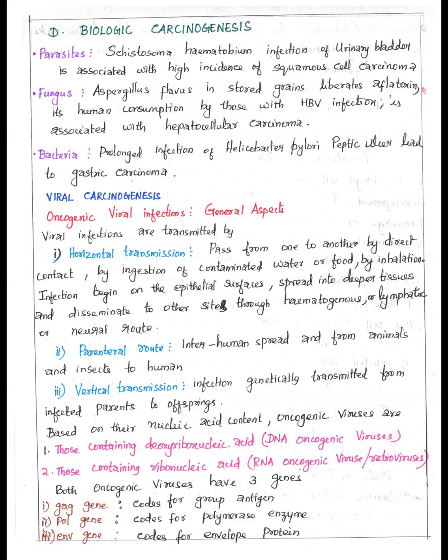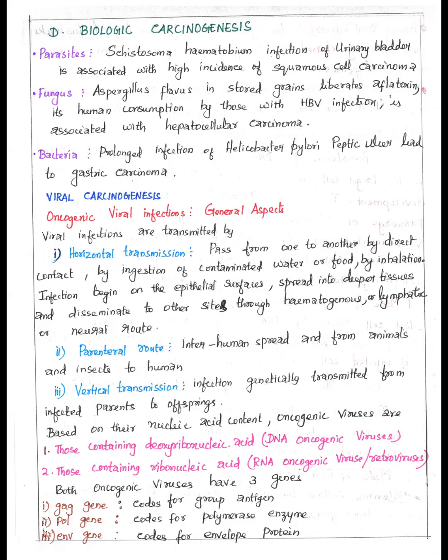Let's look in detail at how viral carcinogenesis occurs. Viral infections are transmitted in three ways. First is horizontal transmission. The virus passes from one human to another by direct contact. It is also transmitted by ingestion of contaminated water or food. It is also transmitted by inhaling the infected virus.